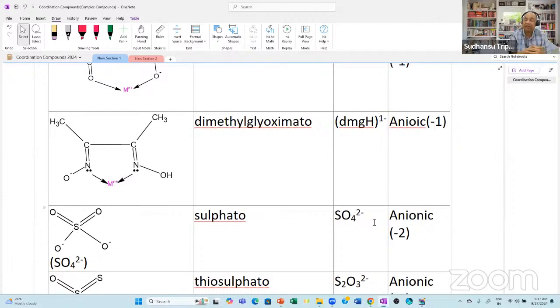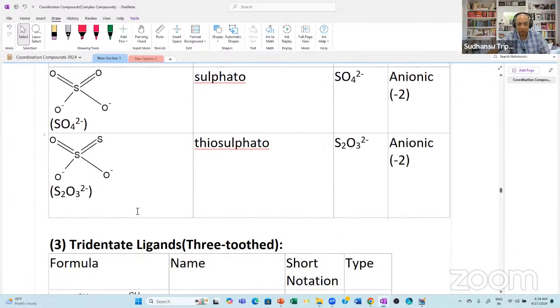You have already studied the aldehydes and ketones chapter. The carbonyl group reacts with hydroxylamine to form oxime. So diketo, dioxime, but one proton is lost. So nitrogen atoms are the donors, not oxygen atoms. So I have written that. And sulfato, thiosulfato.